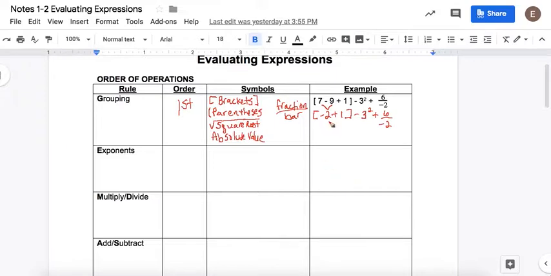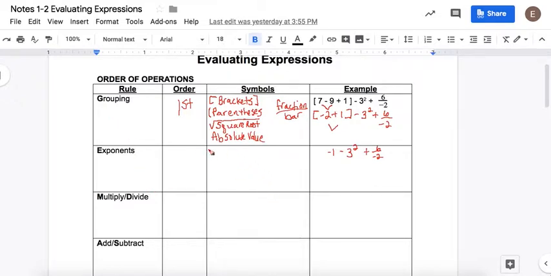Now, negative 2 plus 1, it's still in brackets, so I need to figure that out. And negative 2 plus 1 is negative 1. So I'm going to come down here and put negative 1 minus 3 squared plus 6 divided by negative 2. And I'm not sure why I put this. This does not need to be there. Once I get it down to one number, the brackets can go away, so I'm left with negative 1.